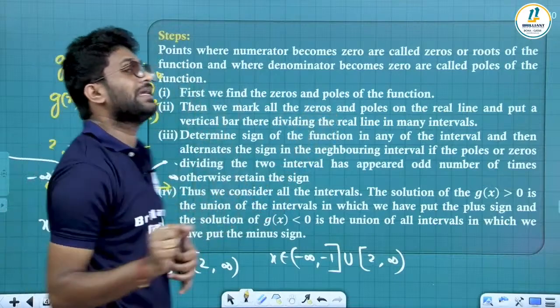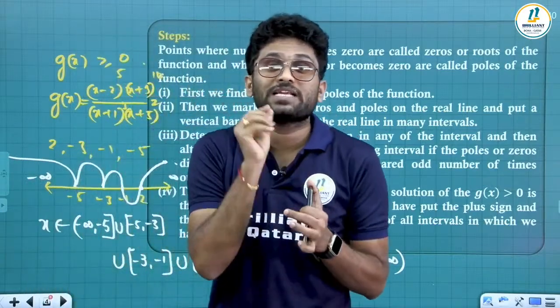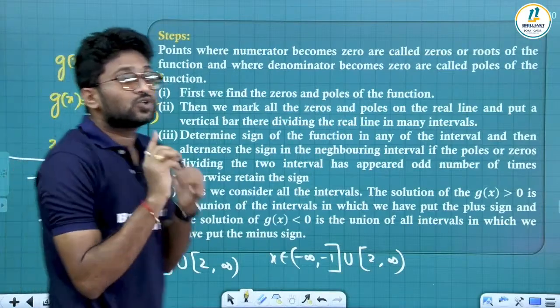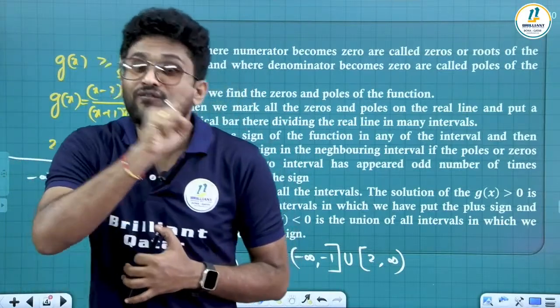Denominator poles shouldn't be included in the solution. That means the denominator, these -1 and -5 should never be included in the solution.